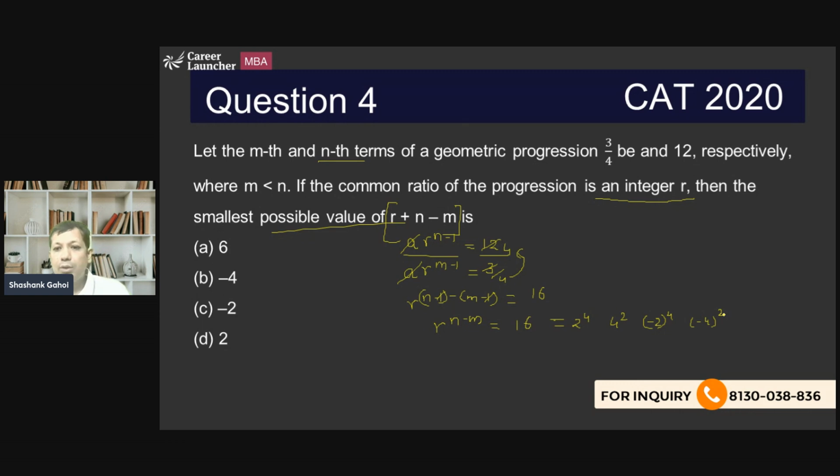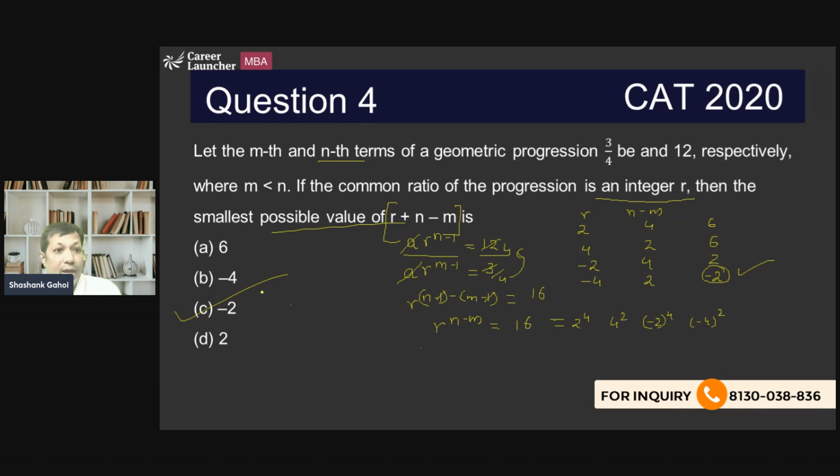Okay, so it means r can be 2. So I'm going to write all the values of r and n minus m. If r is 2, then n minus m is 4. Summation of all numbers is 6. Okay. R is 4, n minus m is 2. Summation is 6. Okay. R is minus 2, n minus m is 4. Value comes out to be 2. Okay. Minus 4, 2, summation comes out to be minus 2. So what is the smallest value? That is going to be minus 2. So the answer of this question is going to be option C. I don't have to worry about any other value. So directly my answer is going to be C.